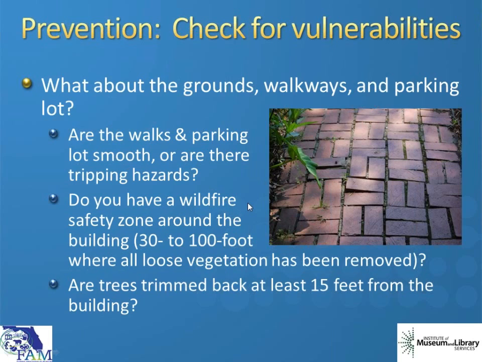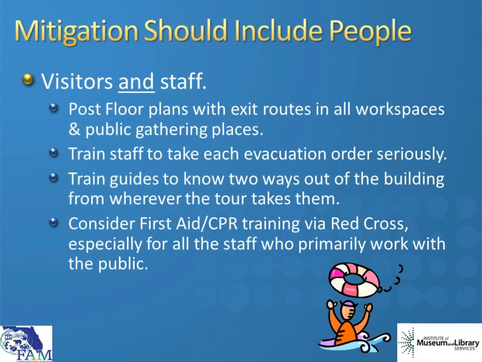Mitigation should include people. You need to post floor plans with exit routes in all workspaces and public places. We discovered one year that our floor plans in the library were really nice. They were pasted by the elevators. You're not supposed to use the elevator in a disaster, or if the power goes out. When the power goes out, there wasn't enough light to read the floor plans anyway because they were printed in dark color. And so we have to relook at that.